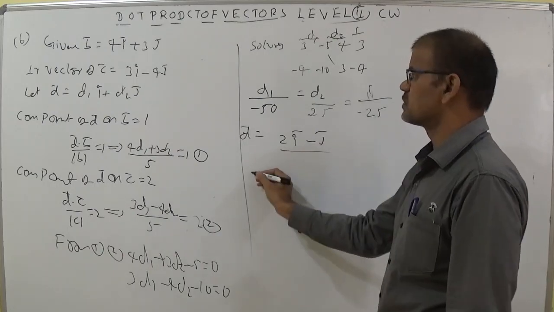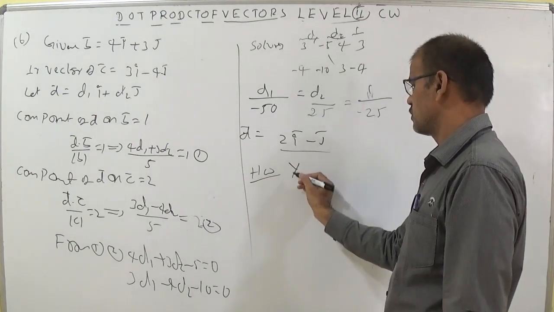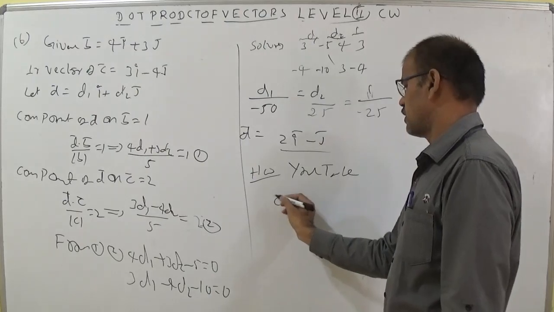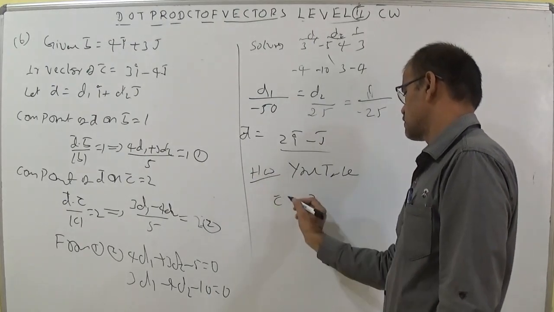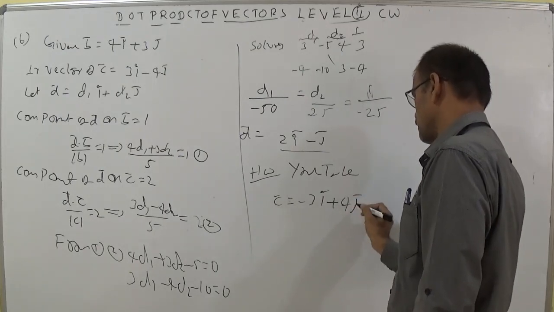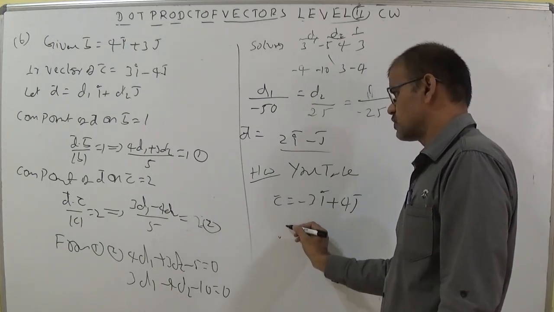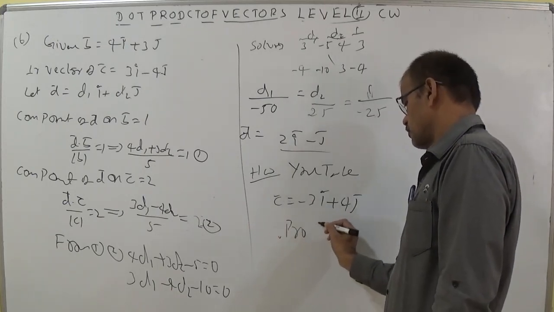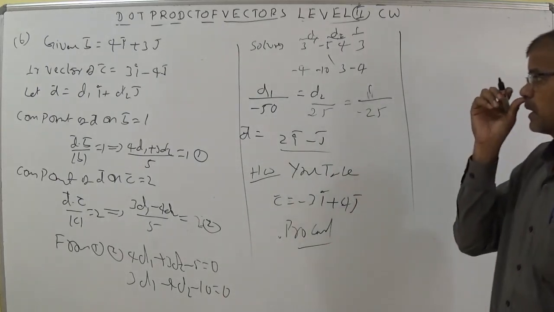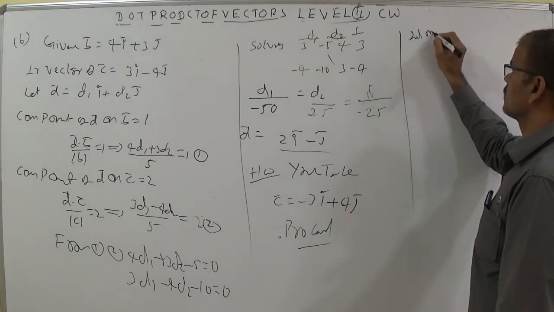You do one thing, students. I am giving homework here. Consider the value c bar equal to minus 3i plus 4j and you verify. Minus 3i plus 4j and proceed, I am writing. Using this value you can find this one. It's okay. Next one, by verification, second method I am writing here.